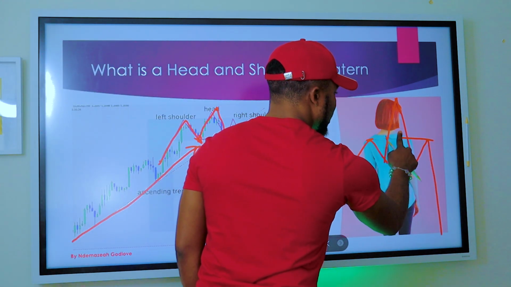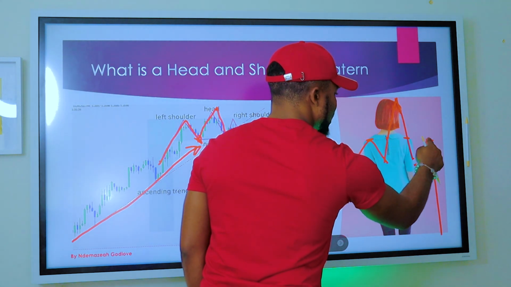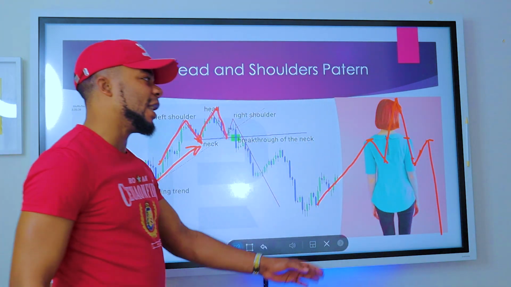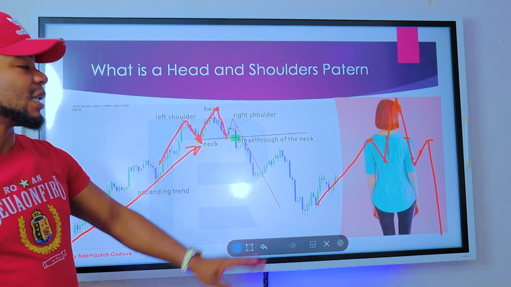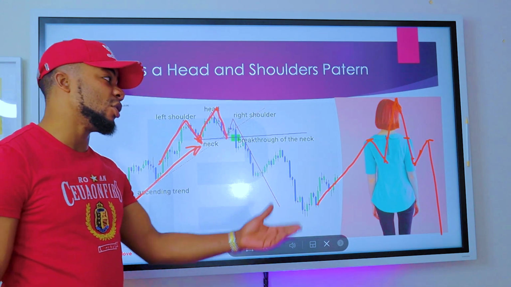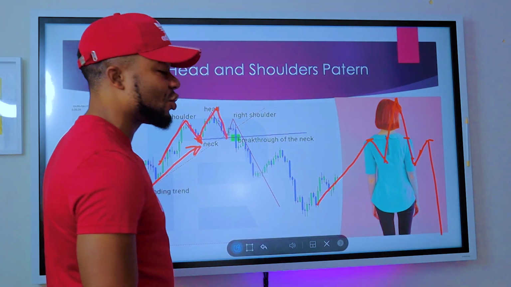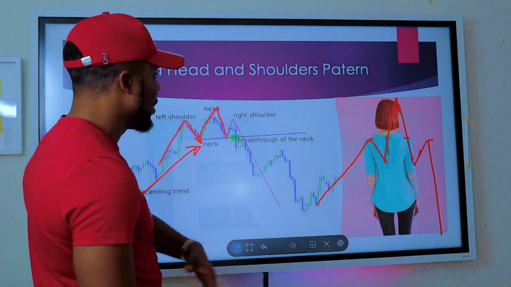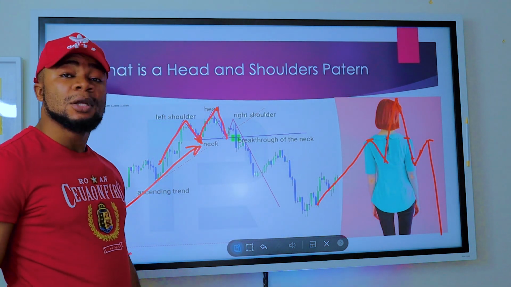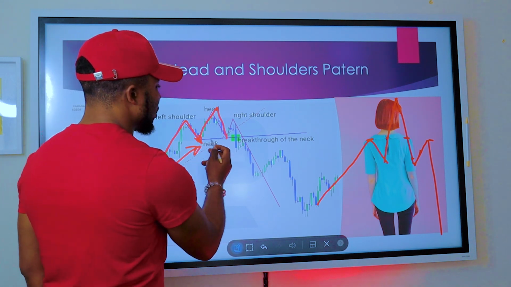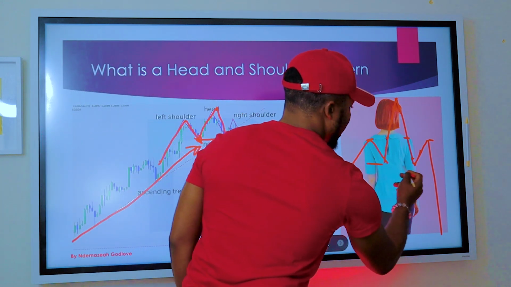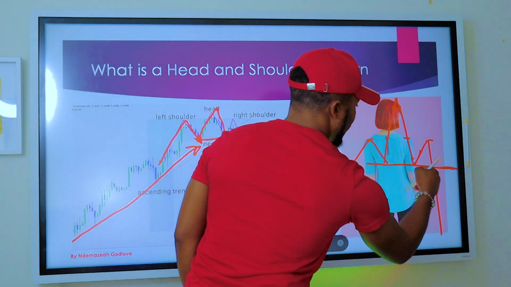So this is a typical example of a head and shoulder. The same thing on that particular level. The same explanation applies to that particular lady, because that is a typical head and shoulder pattern on a human being. Then this is a head and shoulder pattern on a chart, because here you see we formed the neckline. The neck was formed somewhere here, just like the neck is formed. This is the neck.